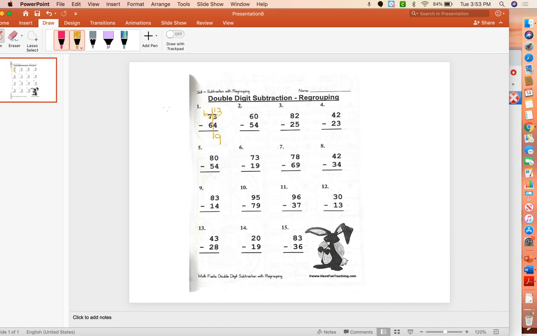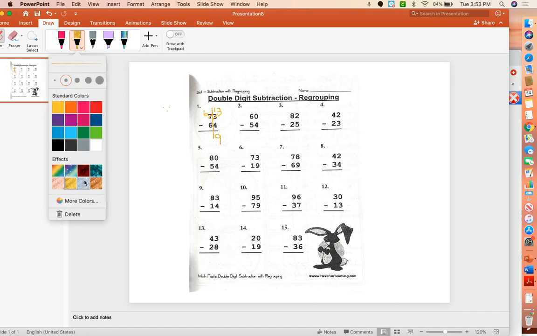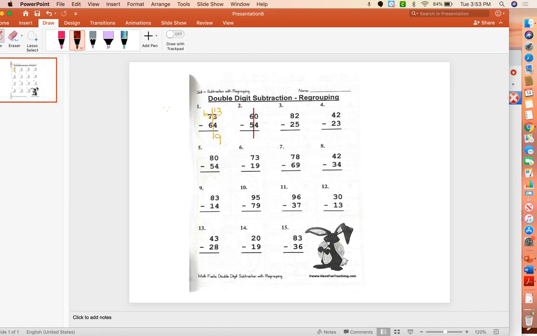All right, number 2, we have 60 minus 54. 60 minus 54. All right, I'm going to split this again. We always look at the ones place first. So here we have 0 minus 4. If I had 0 chicken nuggets, could I take 4 chicken nuggets away from it? Nope. So I have to borrow a tens.